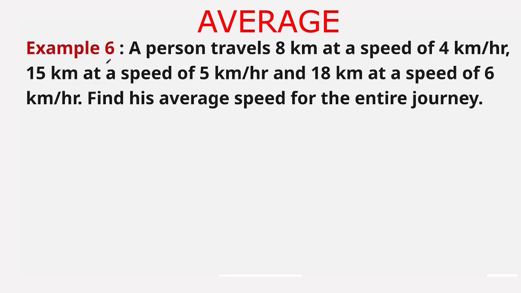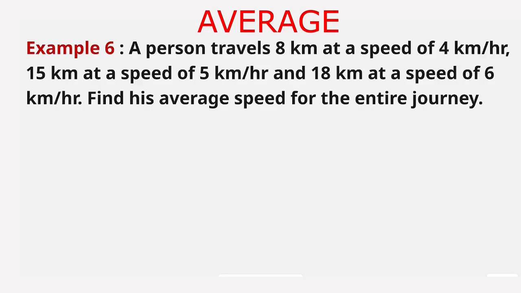Example 6. A person travels 8 km at a speed of 4 km per hour, 15 km at a speed of 5 km per hour, and 18 km at a speed of 6 km per hour. Find his average speed for the entire journey.